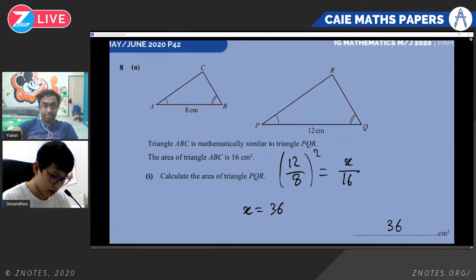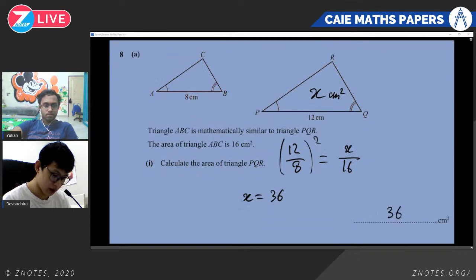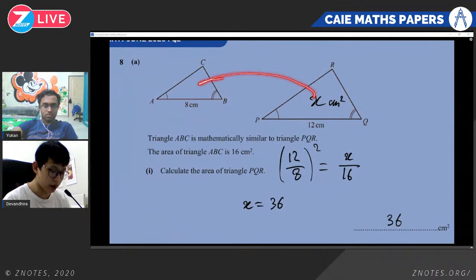So I'll write the area of the triangle PQR as x cm square. Right here. That means the ratio between their areas has to be the same, correct? Because they're similar. So x divided by 16 has to equal the sides divided. So in this case, it should be correspondingly. So it's 12 divided by 8.